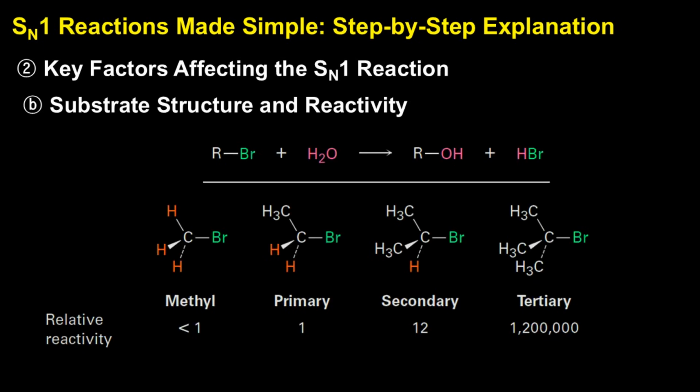To see this in action, let's look at some actual data. Comparing SN1 reactions of alkyl bromides and water, methyl bromide barely reacts. Primary bromide is slow. Secondary picks up the pace. And tertiary, it reacts over 1,000,000 times faster than the primary. That huge difference comes down to one thing: how easy it is to form the carbocation.